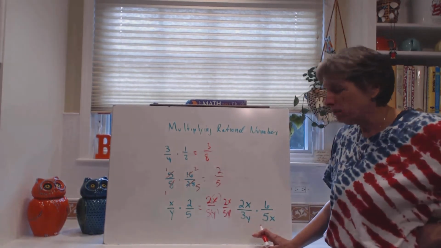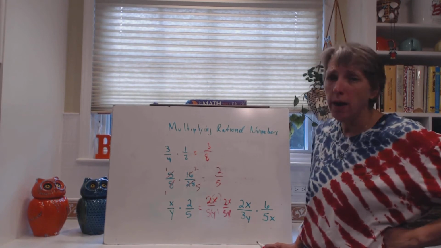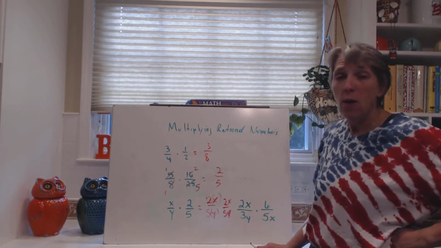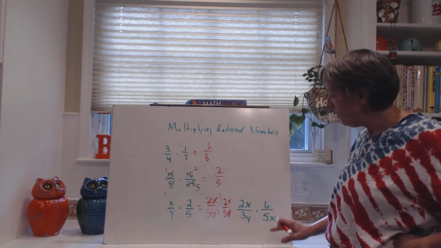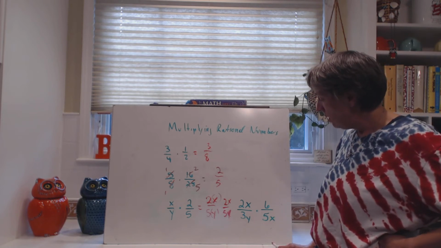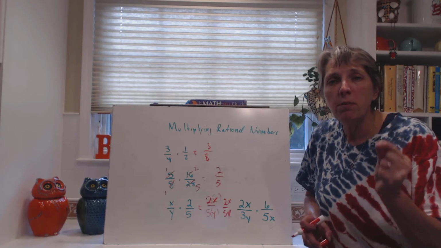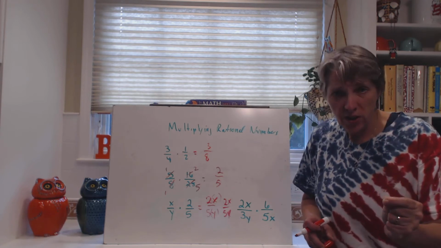Okay, now let's look at this one. We have 2x over 3y. That's a fraction. We have no idea what x and y are. And then we have 6 over 5x. Well, the first thing we're going to do is we compare the coefficients.